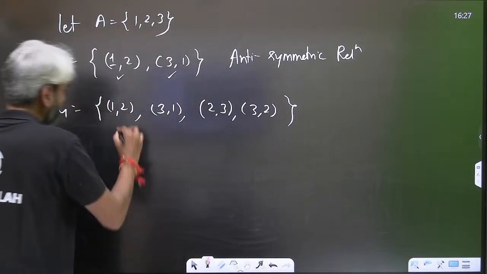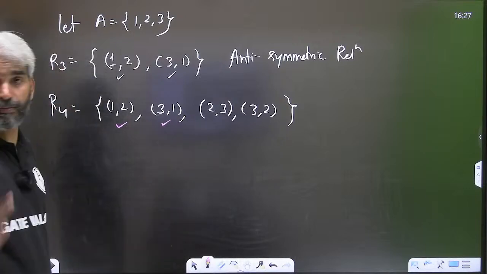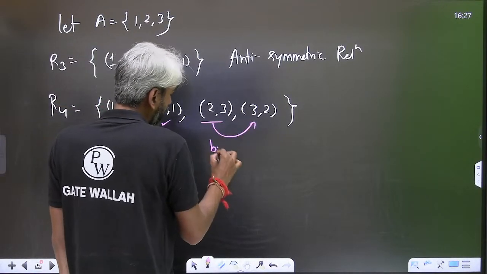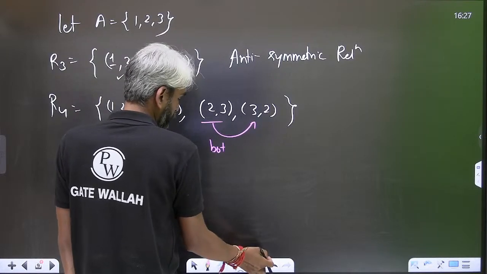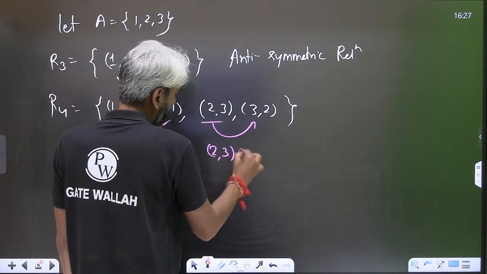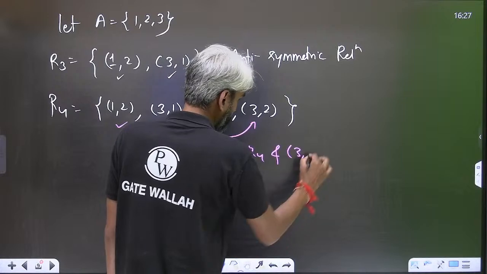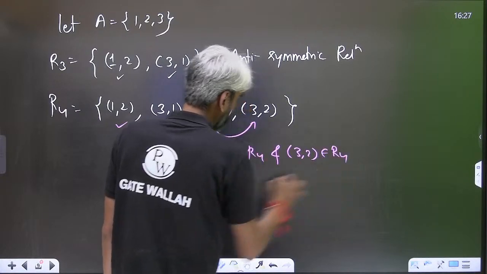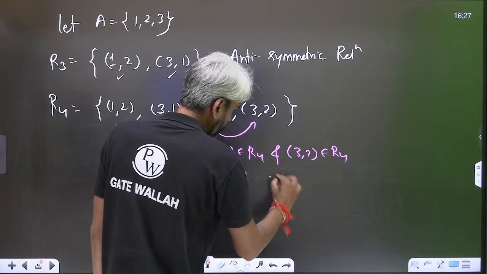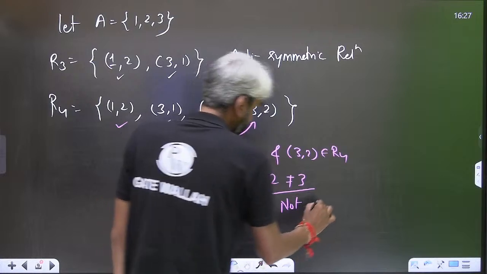So what will happen? Sir, 1 comma 2 is present, so 2 comma 1 should not be present. It's absolutely fine. 3 comma 1 is present, so 1 comma 3 should not be present. It's absolutely fine. 2 comma 3 is present as well as 3 comma 2. So what do we know? Sir, you can actually see one thing, that 2 comma 3 belongs to R4 and 3 comma 2 belongs to R4, but 2 is not equal to 3, therefore not anti-symmetric.